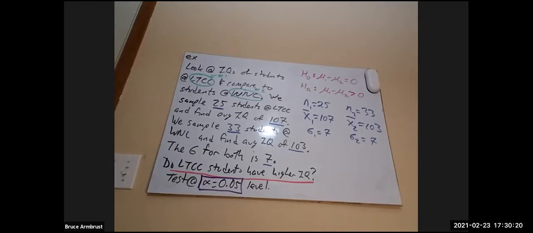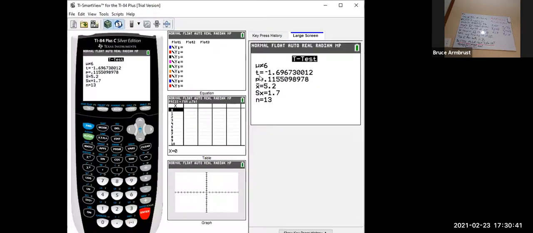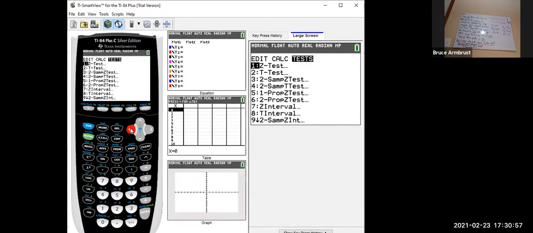I'm going to go ahead and share my screen again, and I'm going to show you the steps you need to take in order to do this on the TI-84 Plus. Again, whatever version you have, the calculator should do something similar. Okay, so we want to do a test again. This time, though, it's a hypothesis test for 2 means. So we're going to go to stat, go over to test.